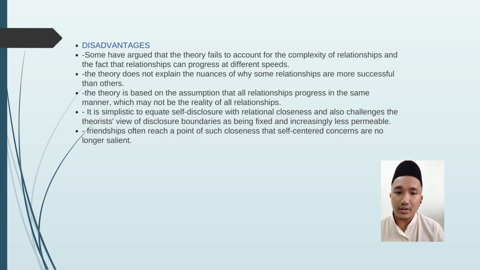And the fourth one is that it is simplistic to equate self-disclosure with relational closeness, and it also challenges the theorist's view of disclosure boundaries as being fixed and increasingly less permeable. And the last one is that friendships often reach a point of such closeness that self-centered concerns are no longer salient.